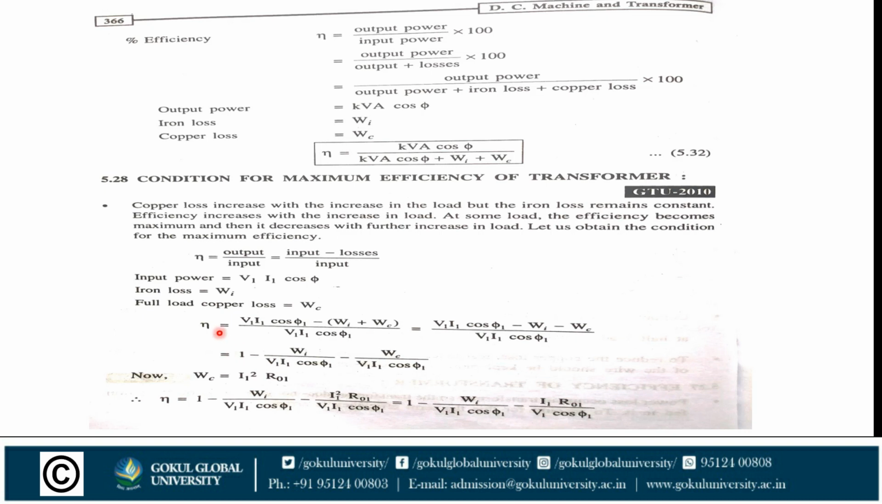We see here efficiency is equal to output by input. What is output? The input minus losses, divided by input. Input power is V1 I1 cos phi 1, iron loss Wi, and full load copper loss Wc. So the efficiency equation becomes efficiency is equal to V1 I1 cos phi 1 minus Wi minus Wc divided by V1 I1 cos phi 1. Now dividing by V1 I1 cos phi 1 we get 1 minus Wi by V1 I1 cos phi 1 minus Wc by V1 I1 cos phi 1.